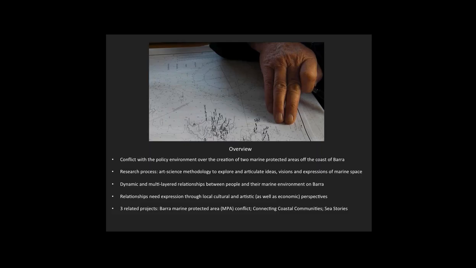So I'll be talking about three interrelated projects, which are quite difficult to separate apart. The research I've done on the actual conflict on Barra, which I've been looking at since 2009, and two art science collaborations, one of them called Connecting Coastal Communities and the other one called Sea Stories. And in the final part of the presentation, I'll be looking in more detail at the analysis of the marine protected area conflict on Barra, which I carried out, and talking about a radical community-led co-management process that's currently unfolding on the Sound of Barra between Marine Scotland and key members of the community on Barra.